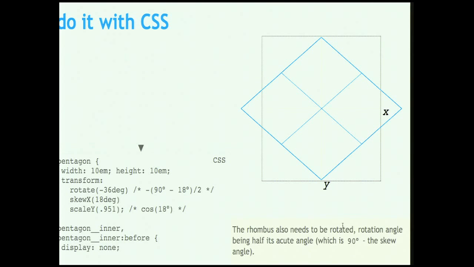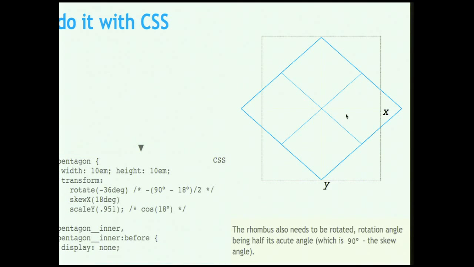And so we first get the first rhombus, and we rotate it by half the acute angle. And this is the acute angle, which is 90 minus the skew angle. And the rotate angle is this over 2. And we skew it by 18 degrees, which was the skew angle computed previously. And we scale it down by the cosine of 18 degrees.